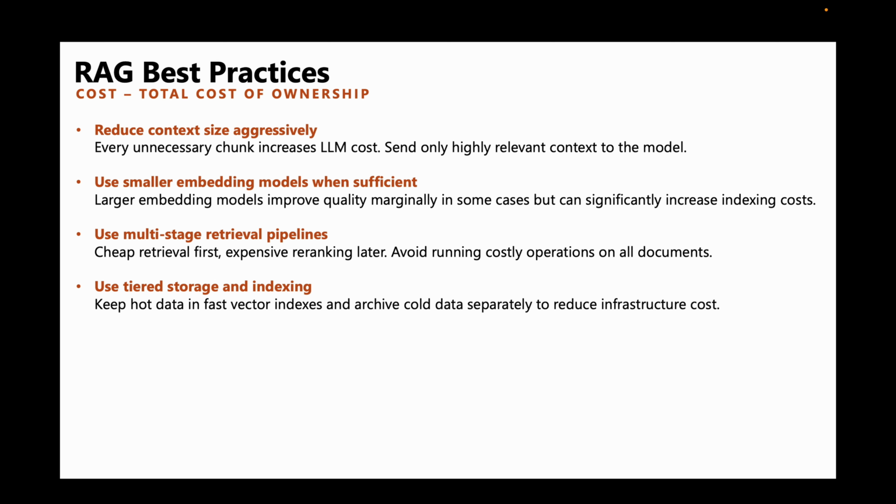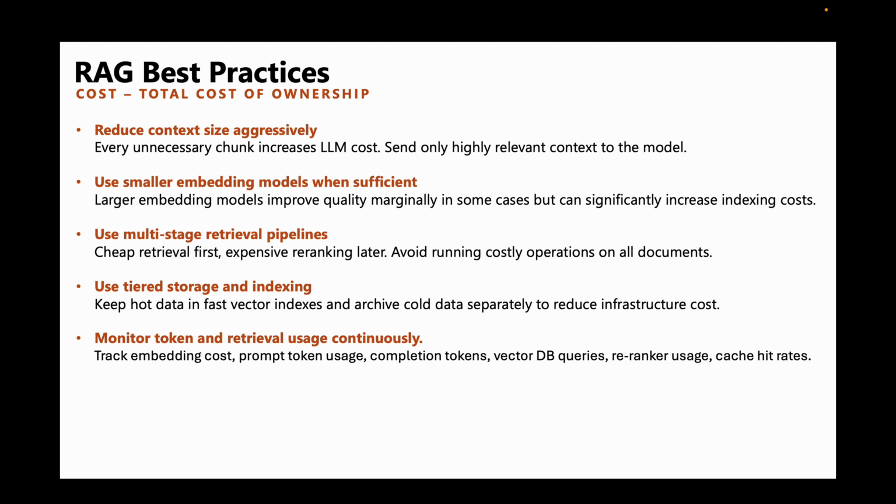Fourth, use tiered storage and indexing. Frequently accessed or hot data can be stored in a fast, high performance vector index, while the older or rarely used cold data can be archived in a lower cost storage tier. This helps optimize the infrastructure spending at scale.